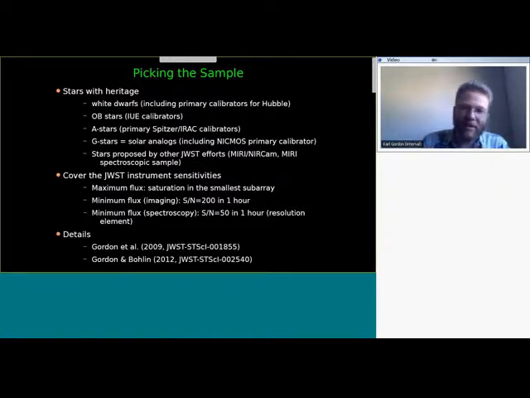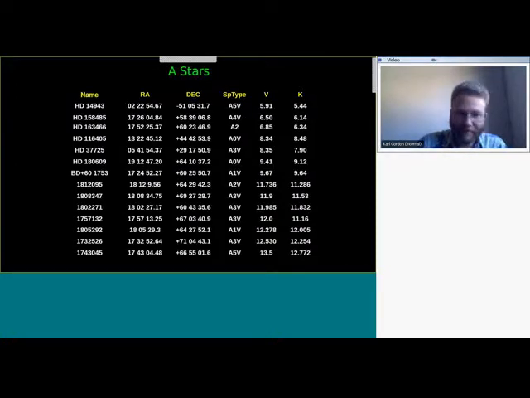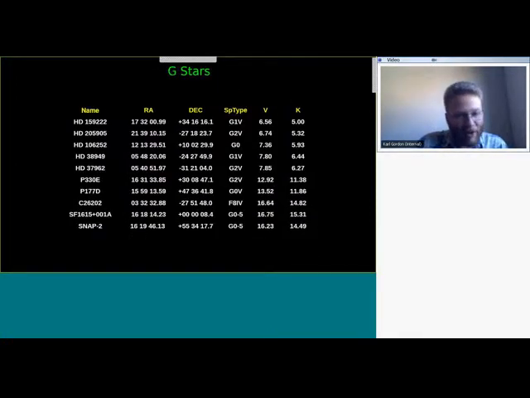There are a couple of reports that have written the sample up. We can provide them. But of course, this talk itself and the slides provide the current sample as we've defined it. These are the hot stars. I'm not going to go through them. I just put them up here for reference. A stars. And P330E is the NICMOS primary standard, so we've got some of the good heritage.